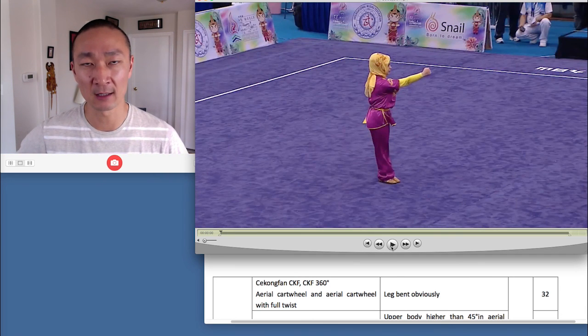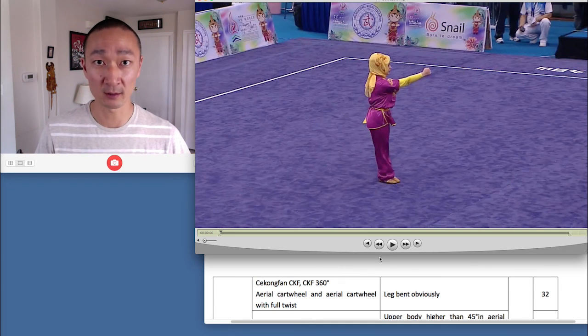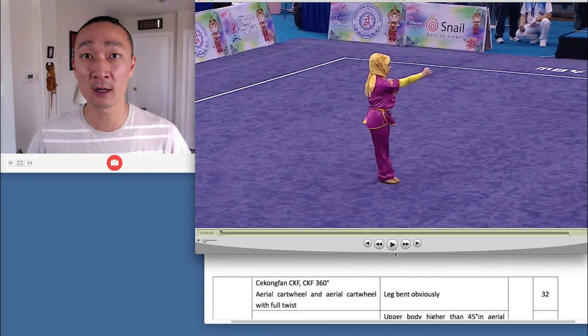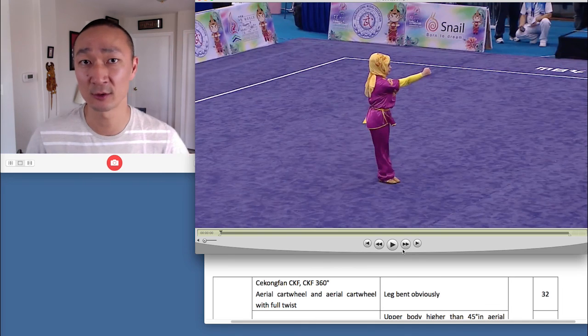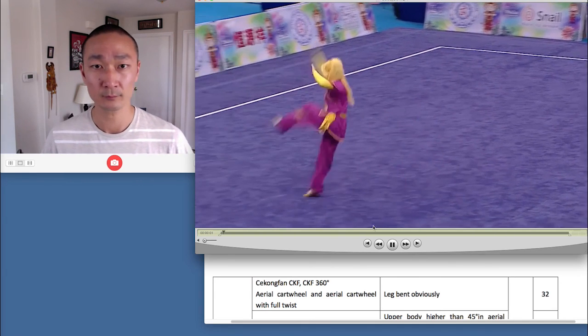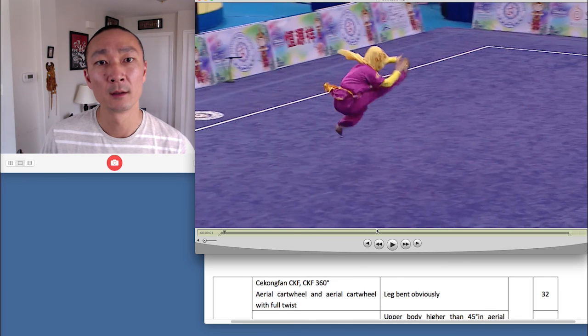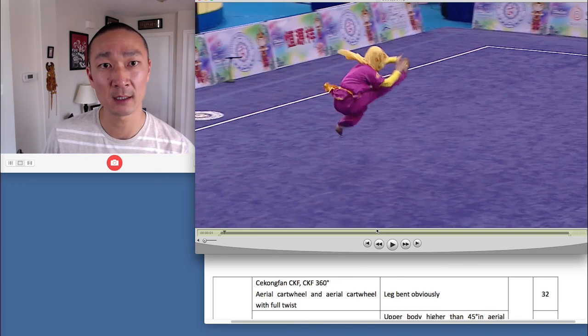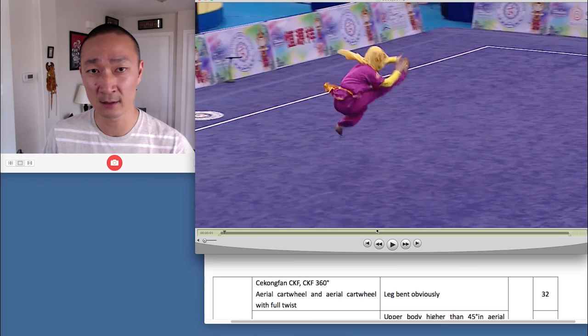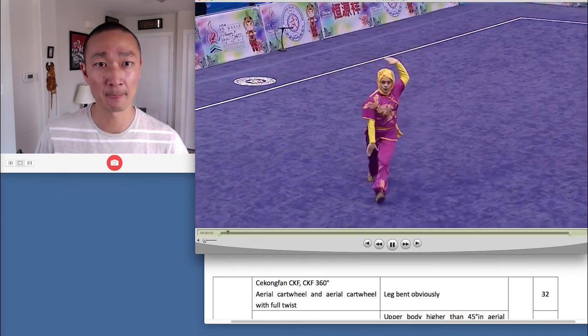Let's go back, and for each of the jumps, I'm going to pause and then step through, and we can take a look at whether or not the foot of the kicking leg surpassed the shoulder level. Okay. That's the jump outside, right? This is the tengkong bailian. Clearly, the toes of the kicking foot are above the shoulder level. So we'll keep going.